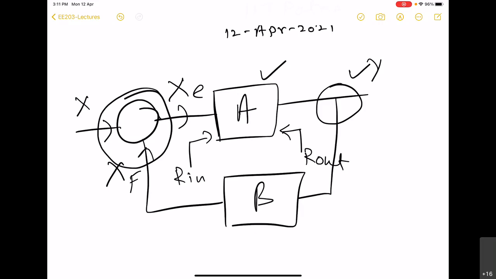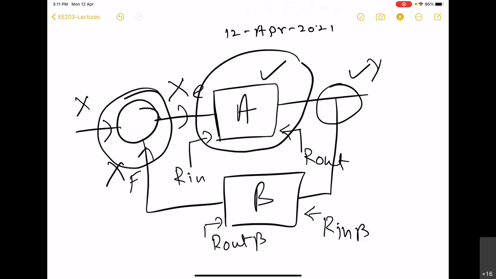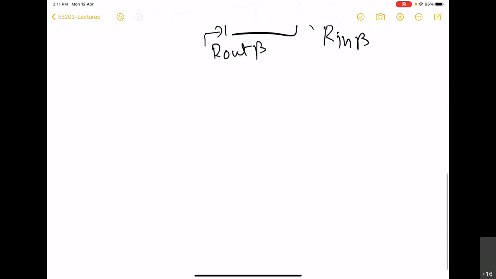And then it will also dictate what will be the Rin of the beta network and Rout of the beta network. All these things will be basically decided by the input or output impedance nature of the amplifier. So it will be revealed that based upon this Rin and Rout, the amplifier will be categorized into 4 classes.